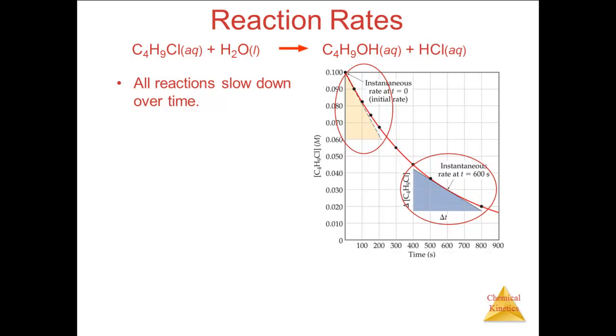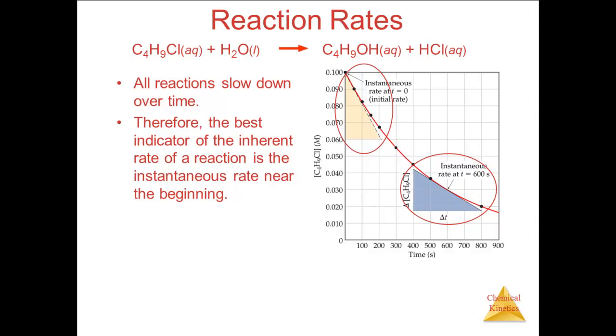Since all reactions slow down over time, the best time to compare rates is at the very beginning of the reaction. The best type of rate to compare is the instantaneous rate.